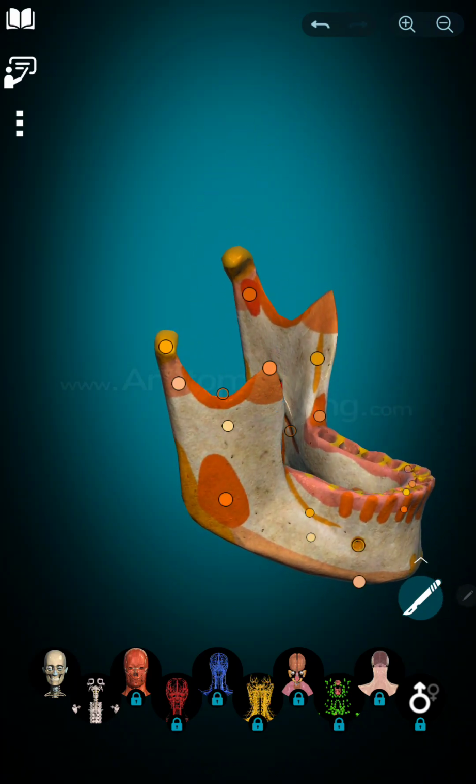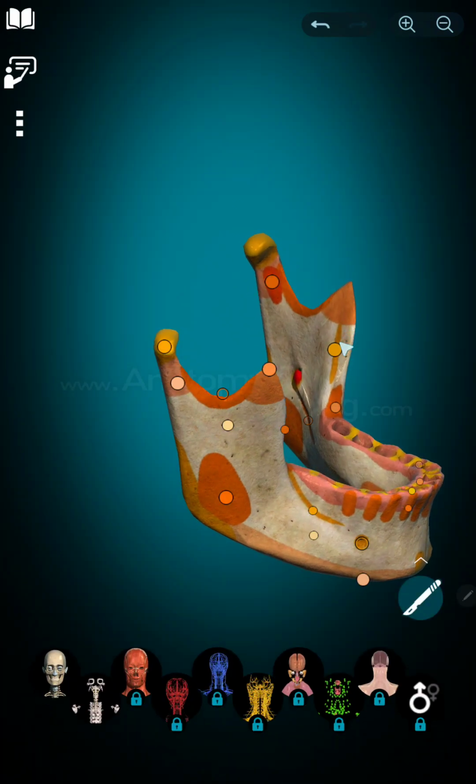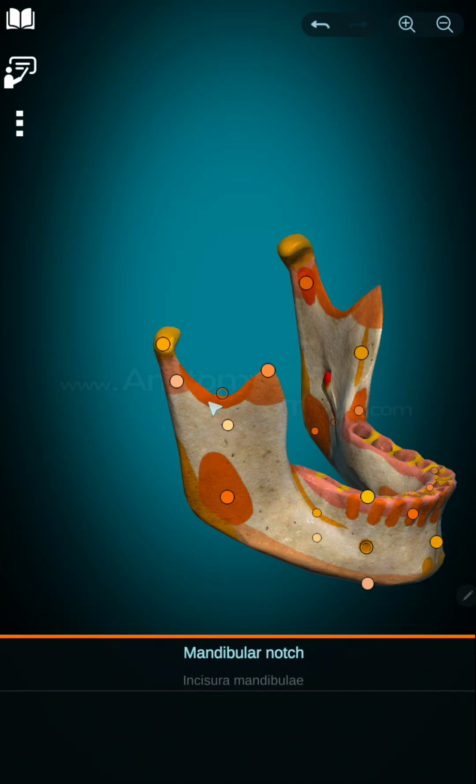Coronoid process. This one is the coronoid process. It is a flattened triangular upward projection from the anterior superior part of the ramus. Its anterior border is continuous with the anterior border of the ramus of the mandible, and the posterior border bounds the mandibular notch.